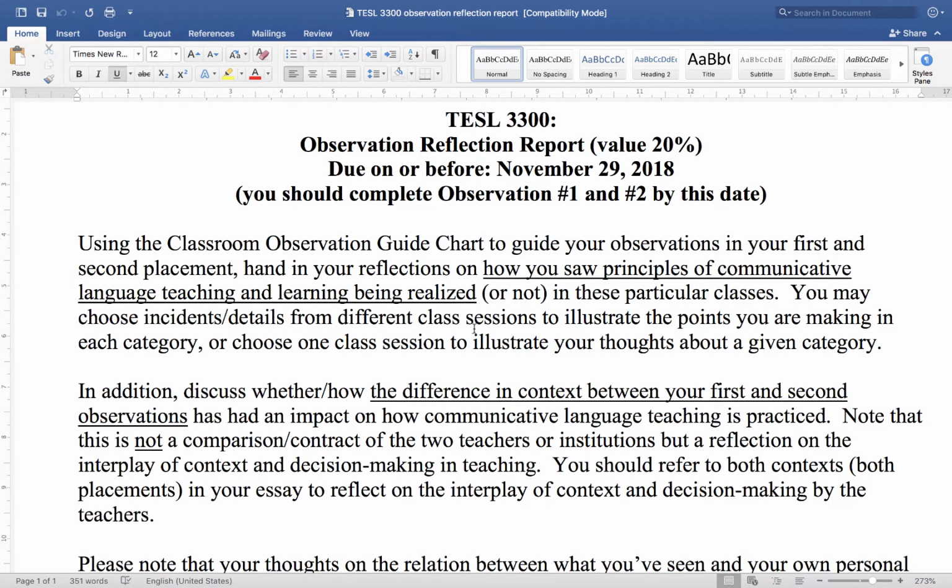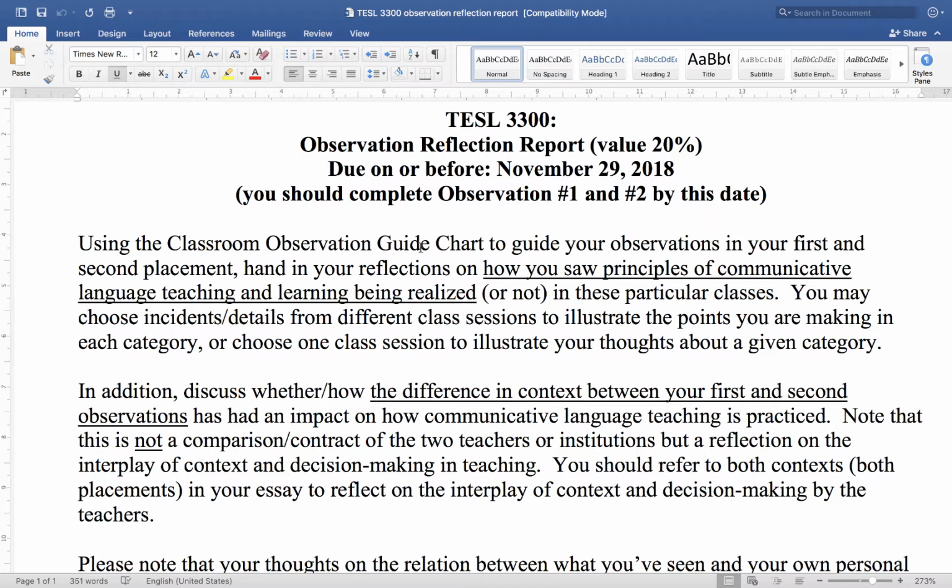Just a reminder, this is worth 20% of your final mark for the course. As I mentioned in class, you should complete observation 1 and 2. However, if observation 2 isn't 100% complete by this date, it shouldn't pose a problem. But ideally, you would be finished as much as possible of observation 2 to give appropriate comment.